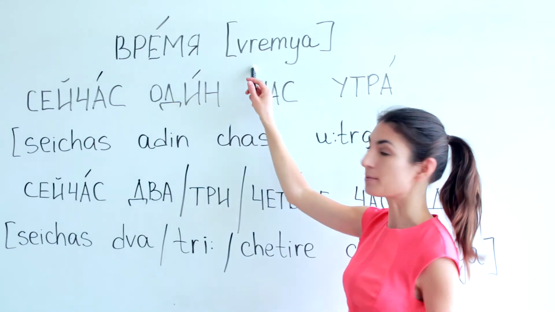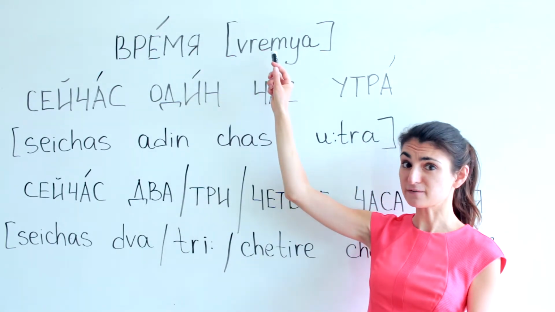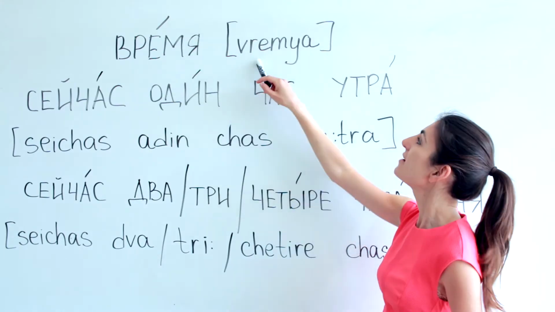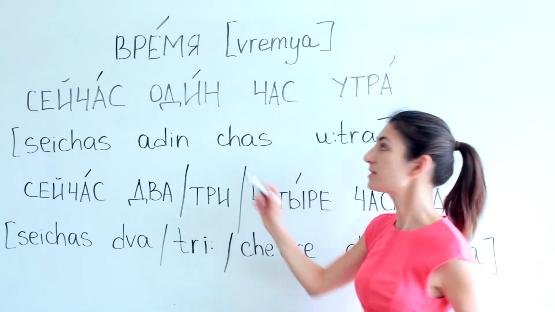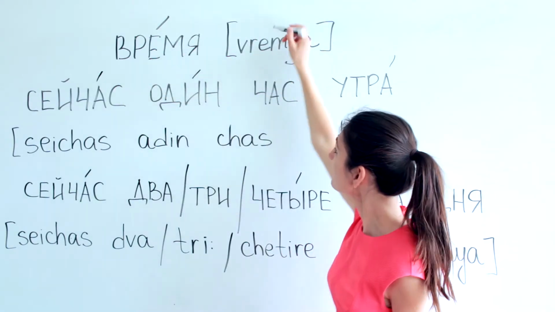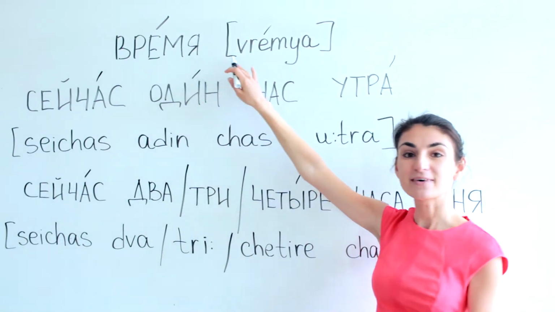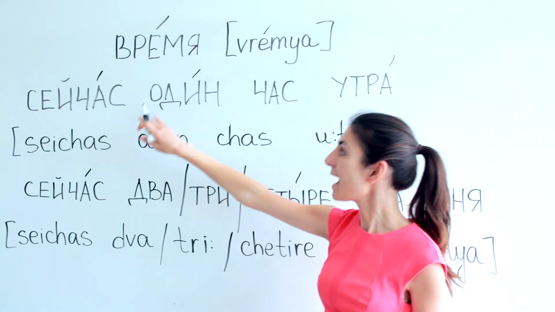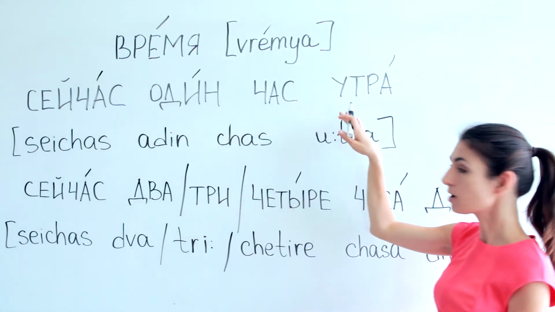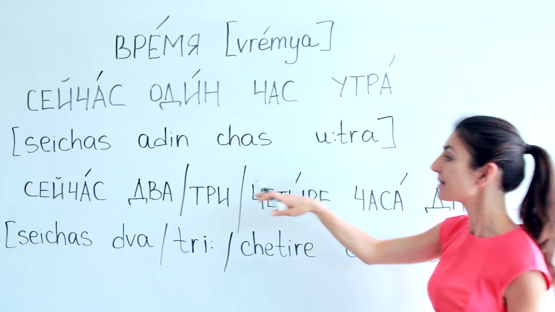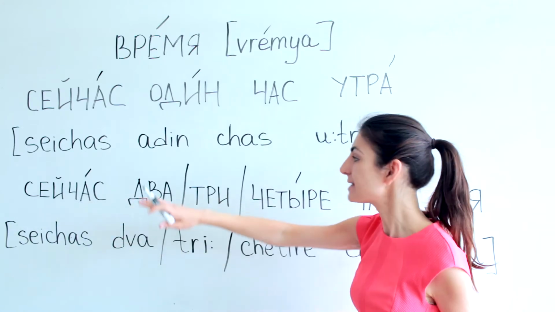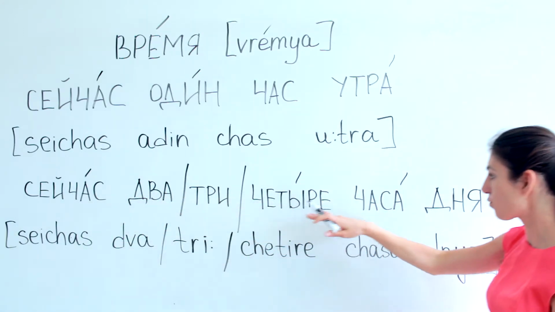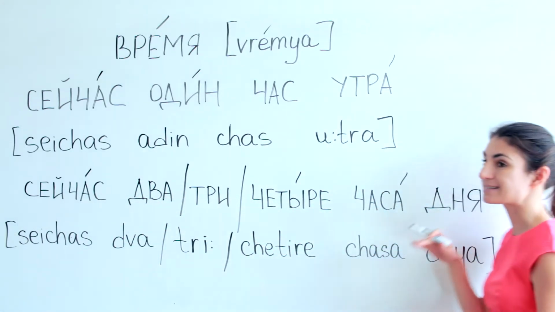Время. I put the transcription right here for you because I know you love it. Время. And I put the accent. Okay? I can put it right here too. Время. Okay, next one. We're going to say now it is 1 o'clock in the morning, and the second sentence will be now it is 2, 3, 4 o'clock in the daytime.